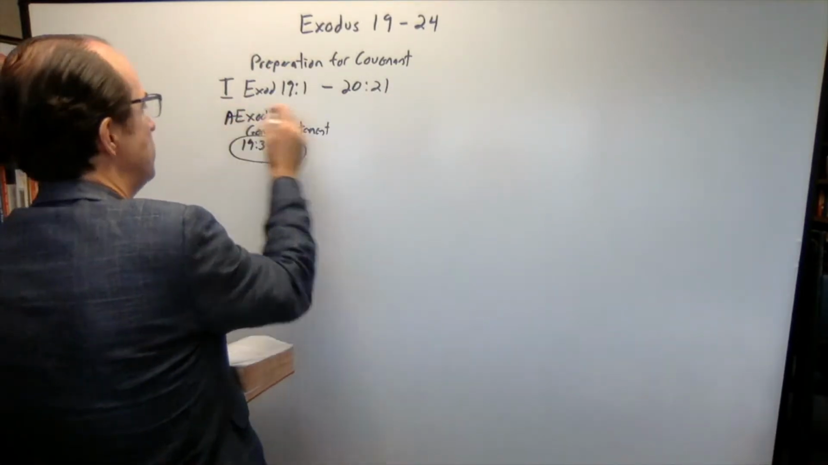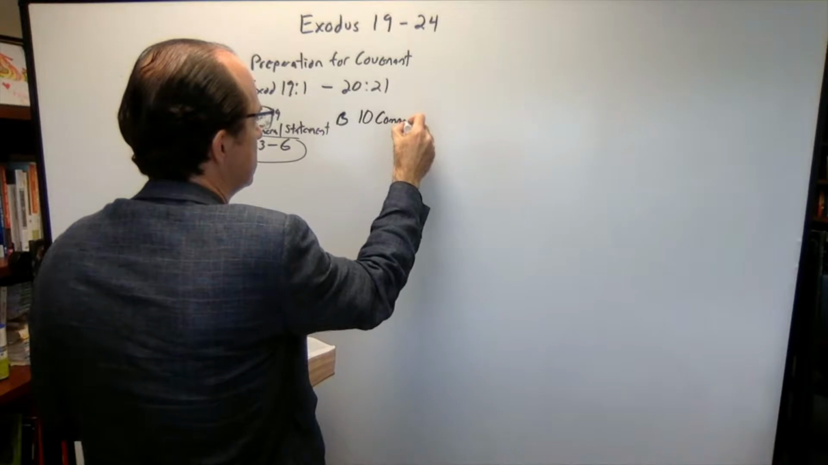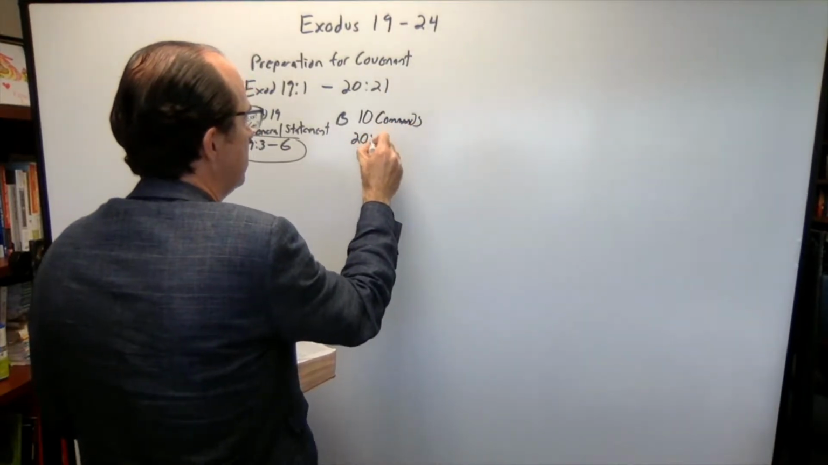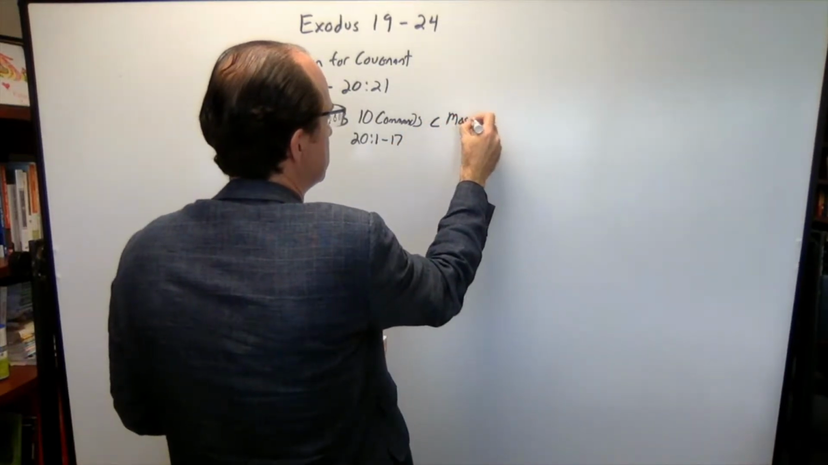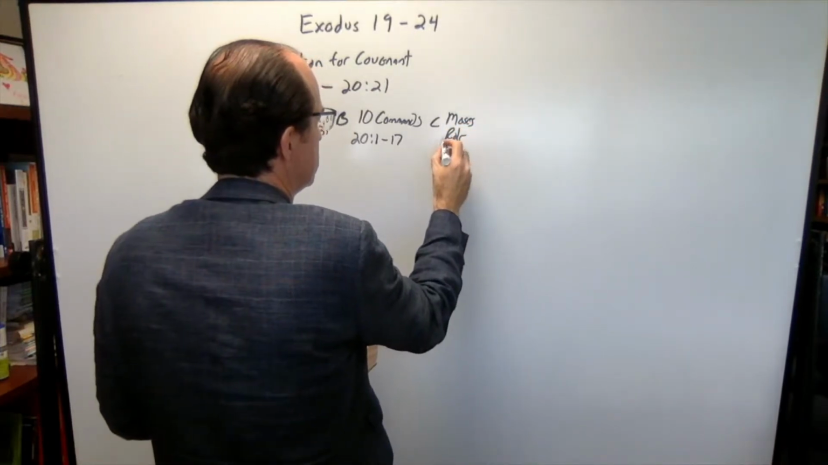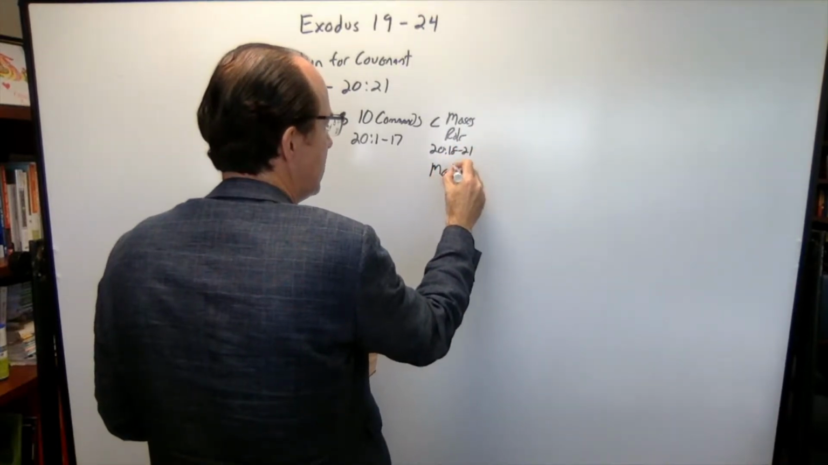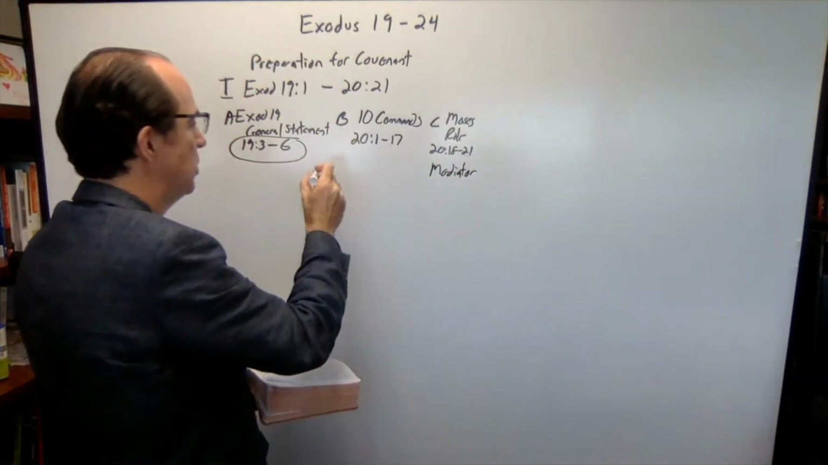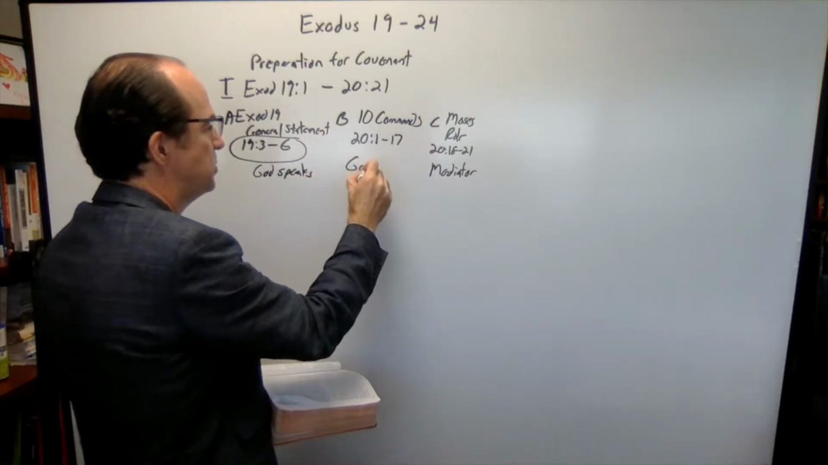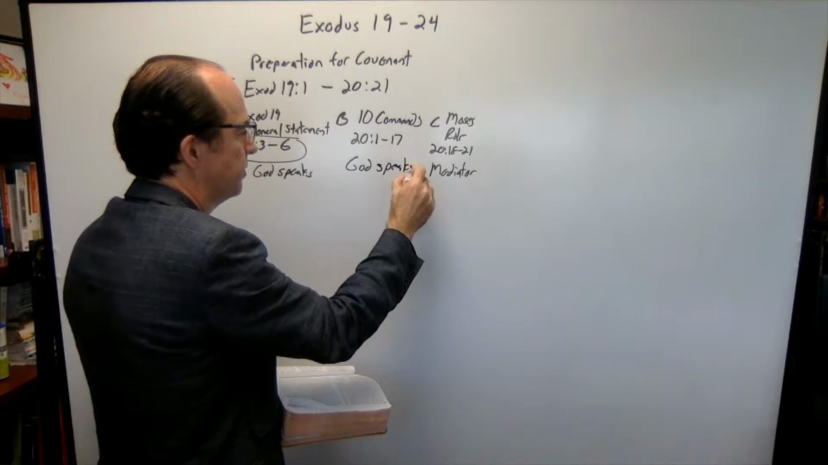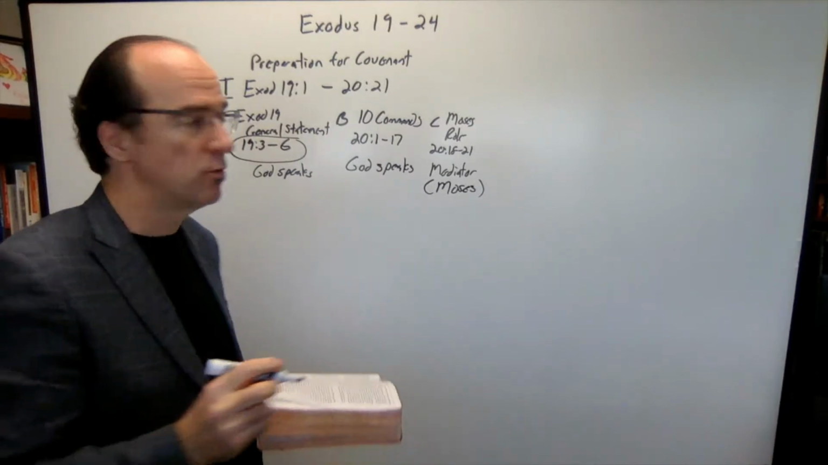The second piece that's involved here would be the giving of the 10 commandments, or the 10 commands. This is going to be chapter 20, verses 1 to 17. And then there's Moses's role, which is 20:18 to 21, where we get Moses as the mediator. Notice in all these things, God speaks. God speaks here. And from this point on, Moses will be the one doing the speaking. So you want to observe that. So that's this first section.